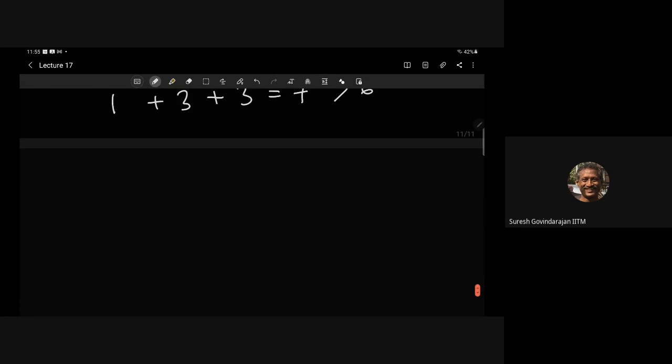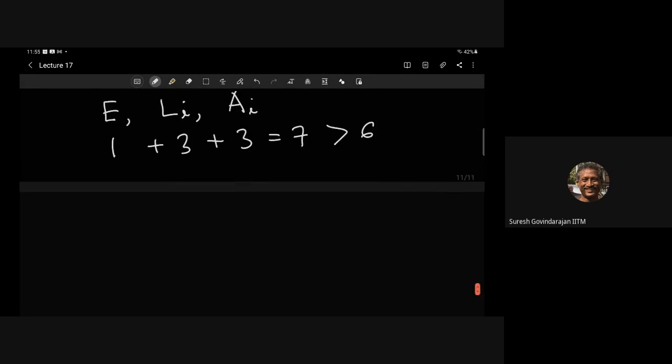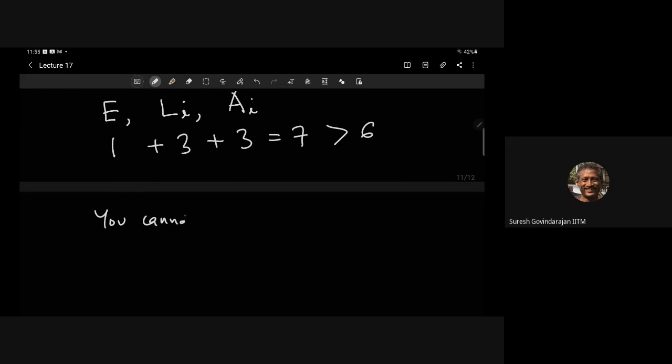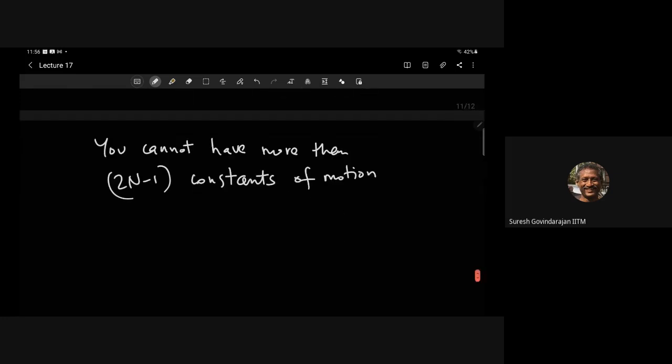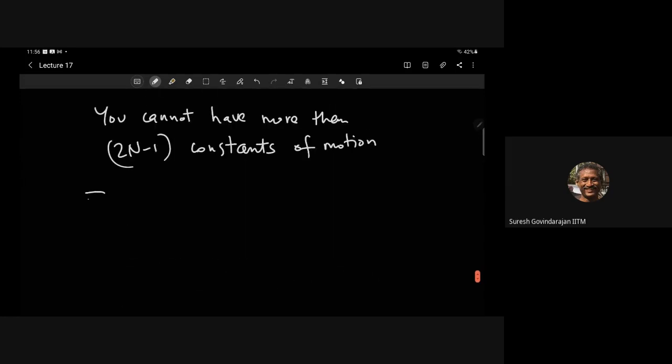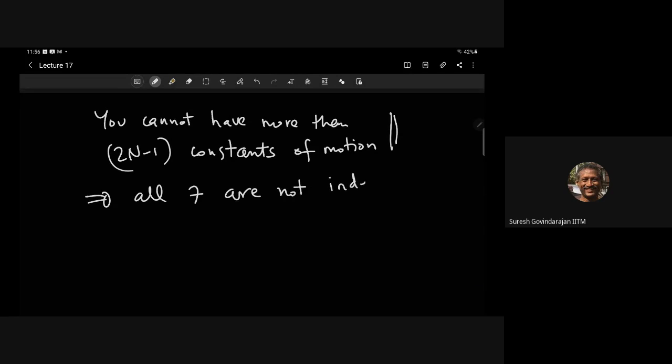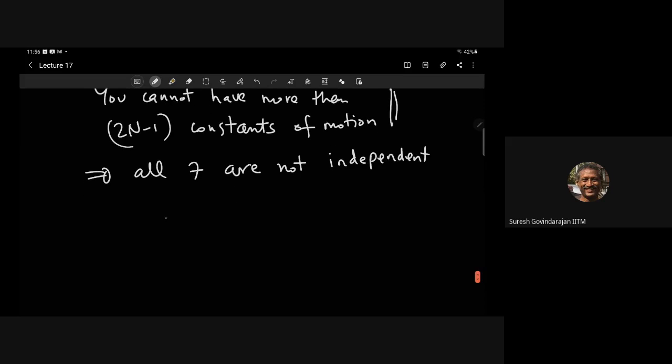There's a problem here. The thing is that we cannot have more than 2n minus 1 constants of motion. In this case n is 3, so 5, but we have 7. So that's a problem, but then it means that they are not all independent. So next class I'll ask you this question: why are we saying this? There's a very geometric reason for it. All 7 are not independent, so we need to give two relations. Okay, so I'll give both and stop.